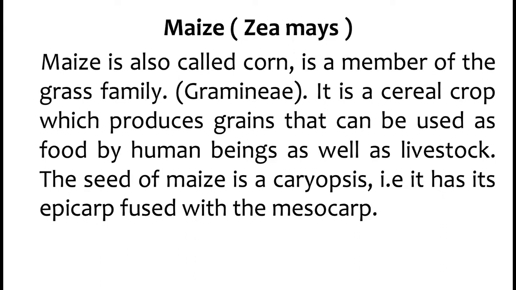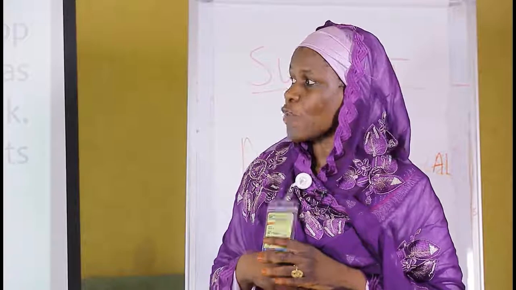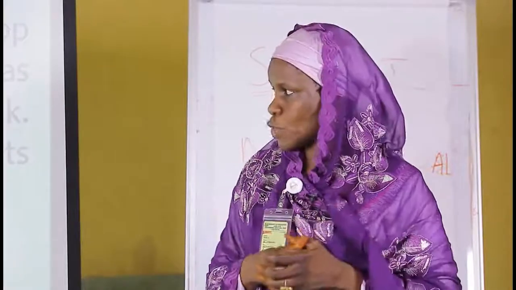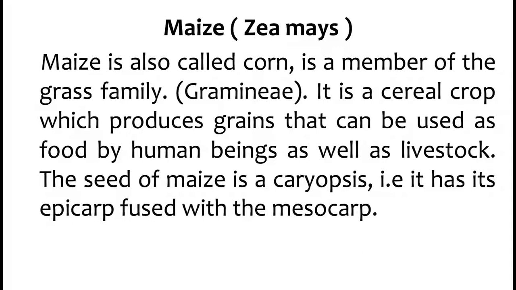It is a member of the grass family, which is known as Gramineae. It is a cereal crop which produces grains that can be used as food by human beings as well as livestock. These maize grains are food; they can be consumed by both humans and livestock. The seed of maize is a caryopsis, that is, it has its epicarp fused with the mesocarp.